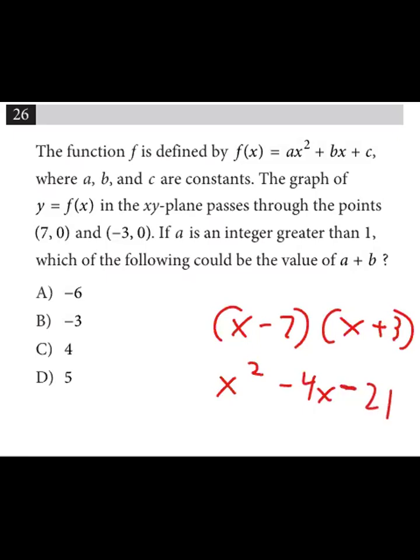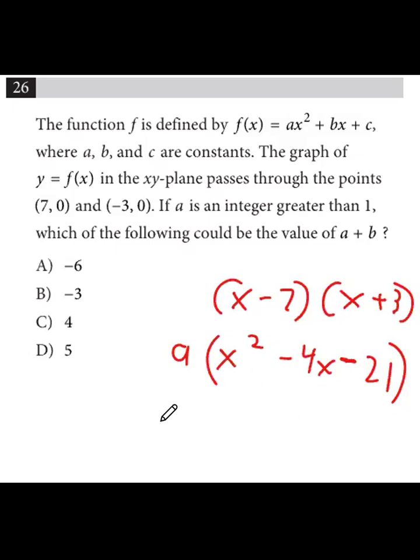And then we're told that a is an integer greater than 1. So what that means is, say you have a quadratic, you have two intersection points. You can have a graph like this, or a graph like this, or a graph like this. They both pass through the same points, but they just have different shapes. So in this case, we just have some sort of initial multiplication factor here at the beginning.